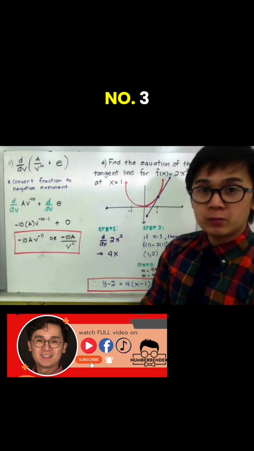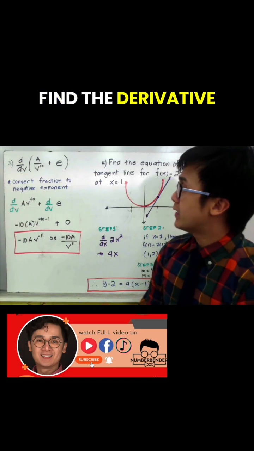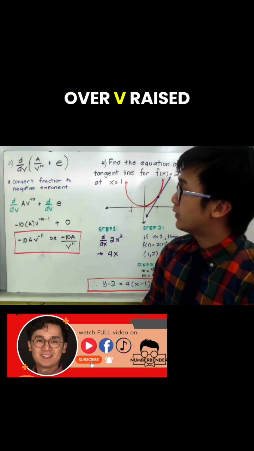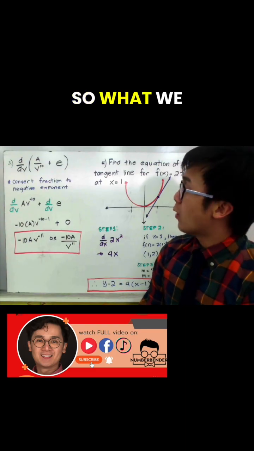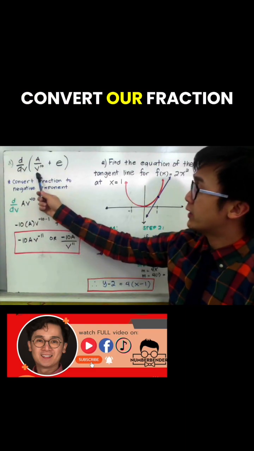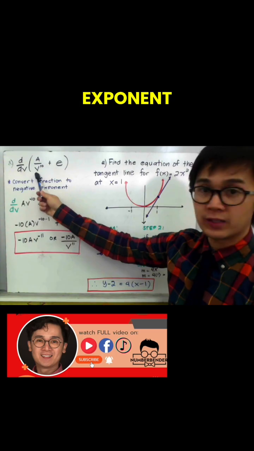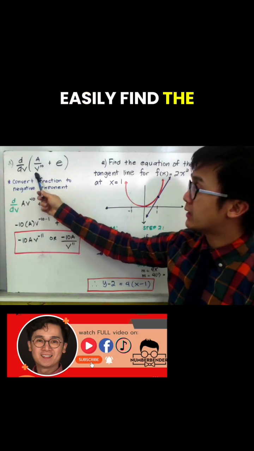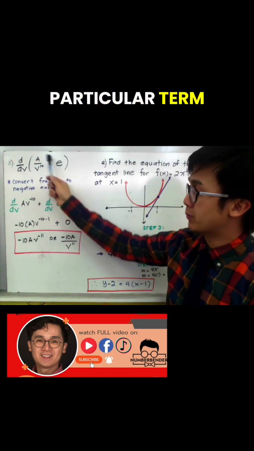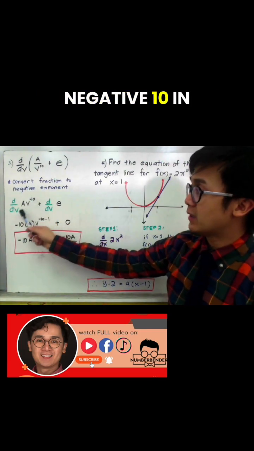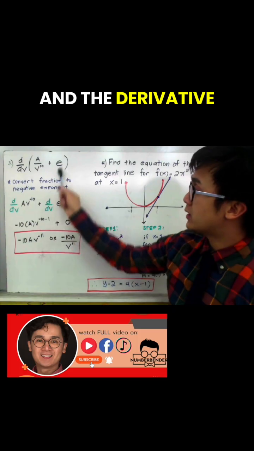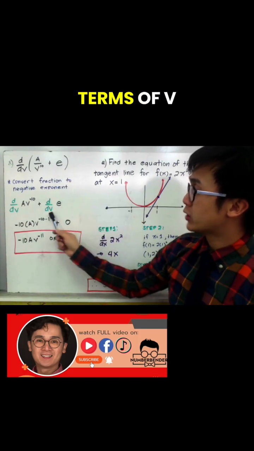Now for example number 3, we're going to find the derivative of a all over v raised to 10, plus e, in terms of v. So what we need to do here is to convert our fraction into a negative exponent so we can easily find the derivative of this particular term. So now we have the derivative of a v raised to the negative 10 in terms of v, and the derivative of e in terms of v.